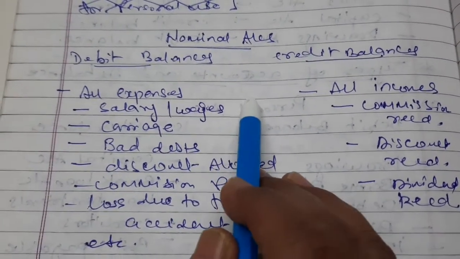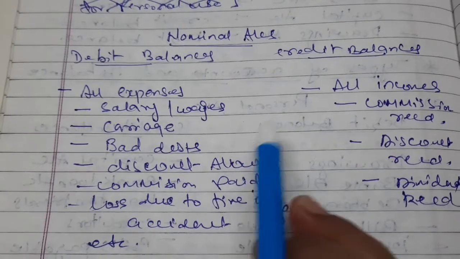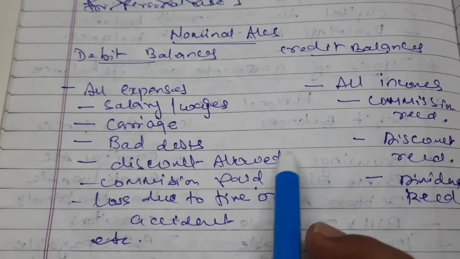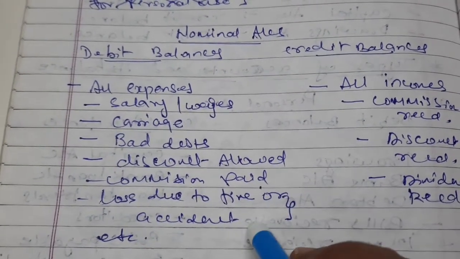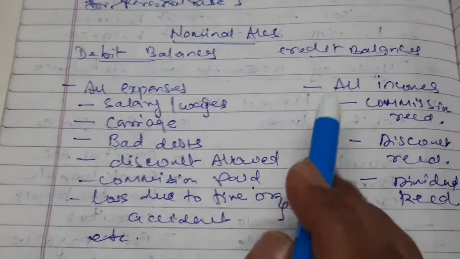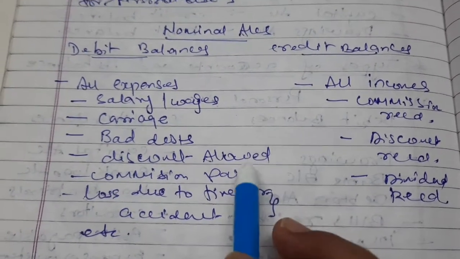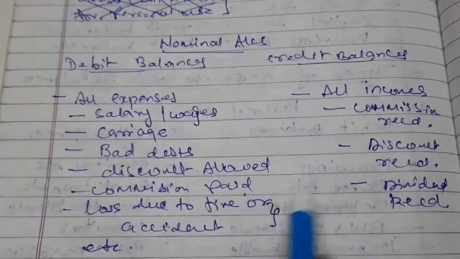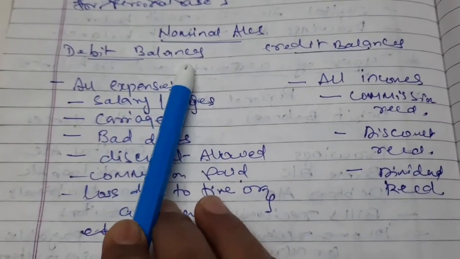Any expense such as salary, wages, carriage inward or carriage outward, bad debts, discount allowed, commission paid, loss due to fire, accident, or any other expenses such as factory rent, factory expenses, etc. Any kind of expense will always have a debit balance.